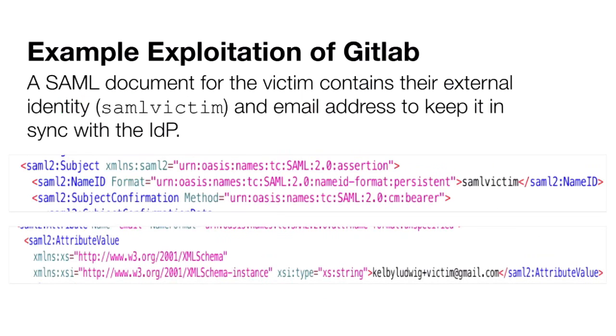This is a snippet of what the target user's SAML assertion would actually look like. This is a completely normal, unmodified, benign SAML assertion. Basically, the name ID has the external identifier that we're looking for, which is SAML victim. And it's also noteworthy to see that the user's email is provided through the attribute statement element. That part doesn't necessarily affect our ability to exploit the system. It's really just used so GitLab can keep user profile information synchronized between the identity provider and the service provider.